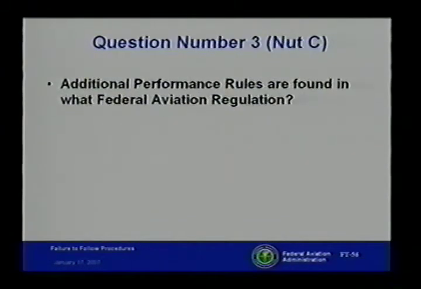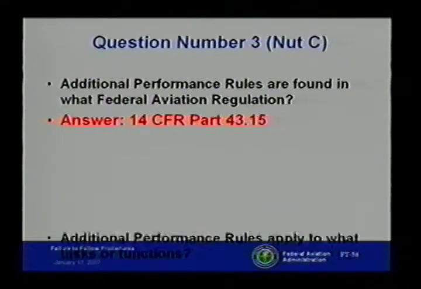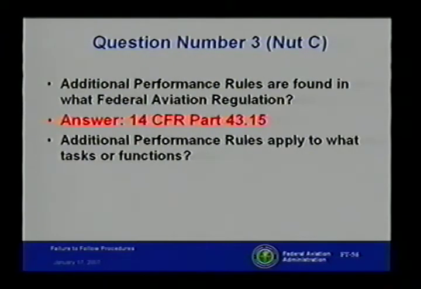Okay, nut C. Additional performance rules are found in what federal aviation regulation? 43.15. Additional performance rules apply to what task or functions? Anyone? 43.15 covers inspection. 43.13 is the performance standards. This is the inspection standards.